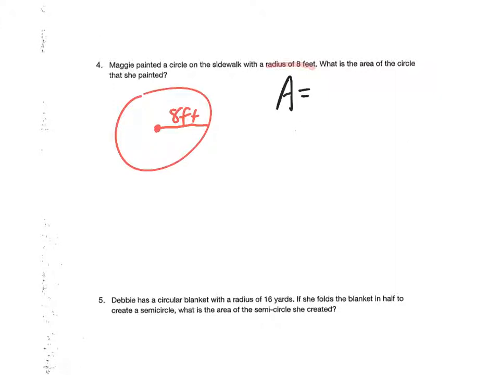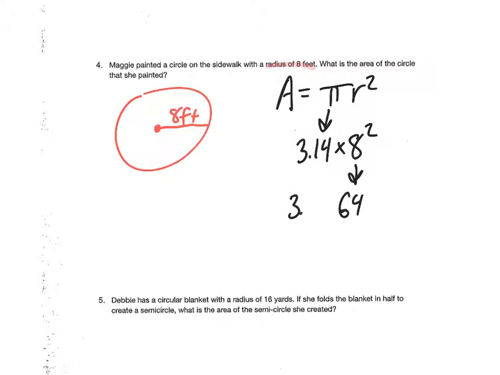Area of a circle is area equals pi r squared. We already know the radius, and I already know that pi is 3.14, and we're going to do that times our radius of 8 squared. 8 squared is 8 times 8, which is 64. Now I have to do 3.14 times 64, and I get 200.96, and that's going to be feet squared.